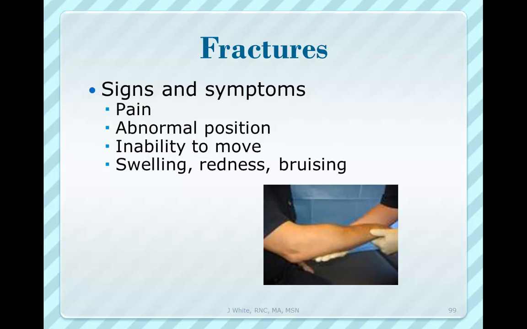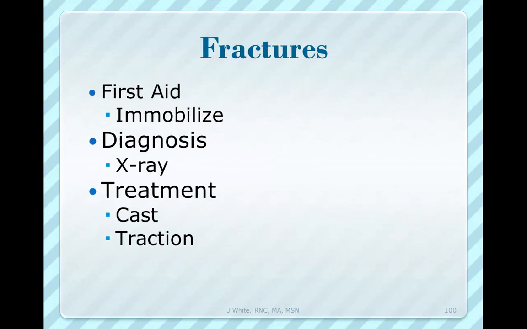Pain, abnormal position, inability to move, swelling, redness, and bruising. Actually, on this arm, you can see this placement of the bones. First aid, immobilize it. And remember that when you immobilize a fracture, you've got to immobilize the joint above and below. I want you to hold on to your wrist bones, and then I want you to move your arm. You feel those wrist bones move. So if we broke our lower arm, we would have to immobilize that wrist joint as well as the elbow joint. Diagnosis is X-ray.